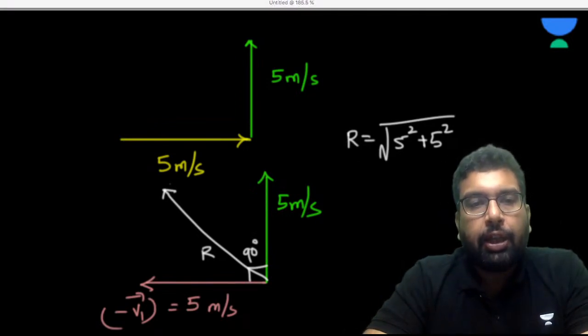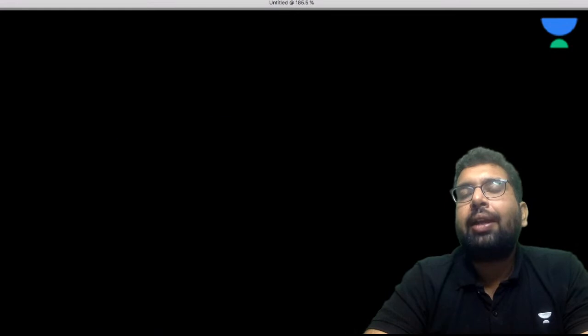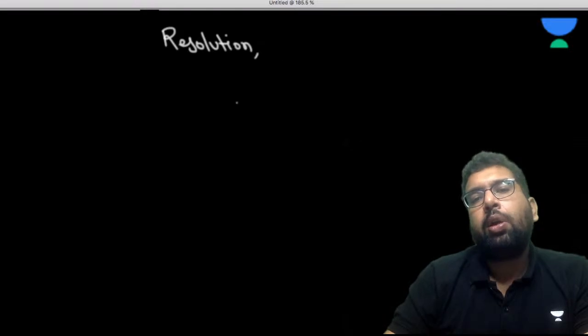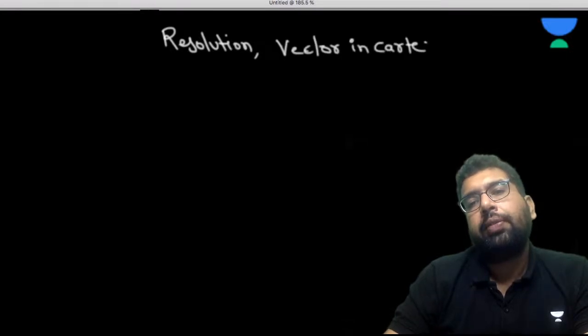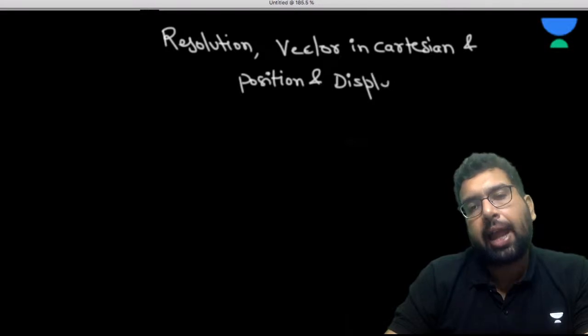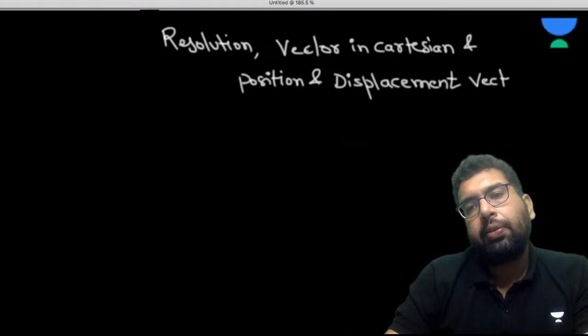Okay. Now one big part of vectors is completed, that is addition, subtraction, and basic understanding of vectors. Now the second part, and a very important part, is the resolution. These are interrelated topics. Vector in Cartesian coordinates, and position and displacement vector. This is the second zone of vector understanding. Now, shall I move to this?